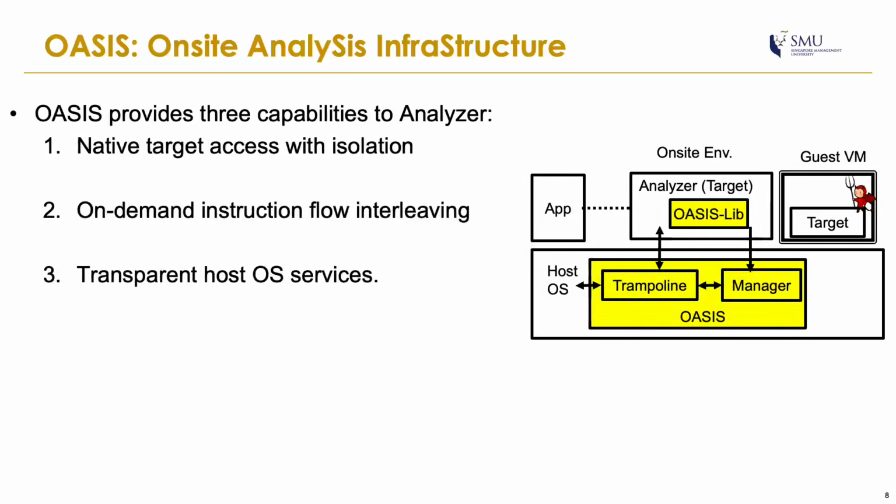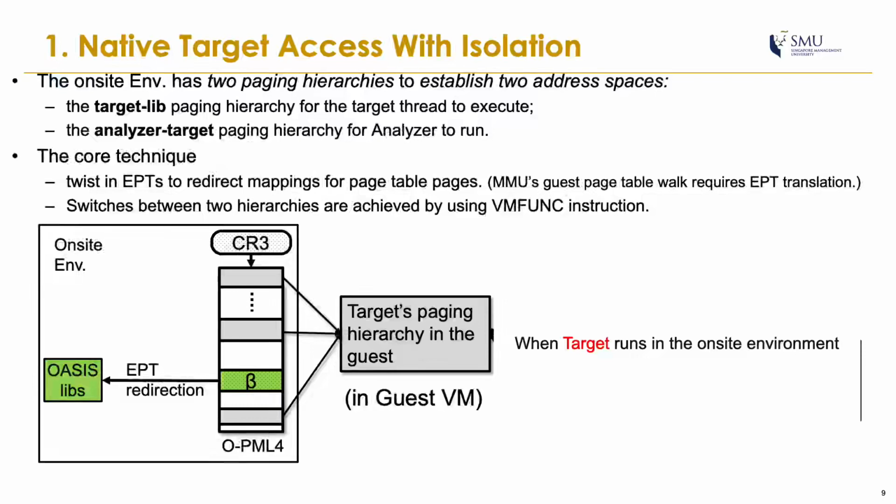For the analyzer running in the on-site environment, OASIS provides three capabilities to it. The first, native target access with isolation, is achieved in this way. The on-site environment has two different paging hierarchies to establish two address spaces for the target thread and for the analyzer thread to execute respectively. The core technique here is to twist the EPT to redirect the mappings for guest page table pages. We do not copy any of the target's or analyzer's code and data pages to the on-site environment.